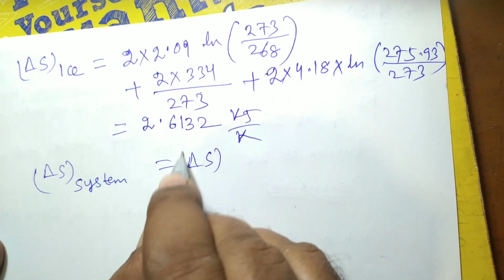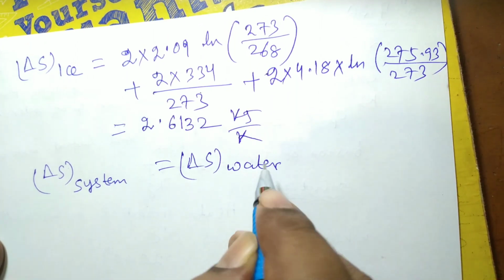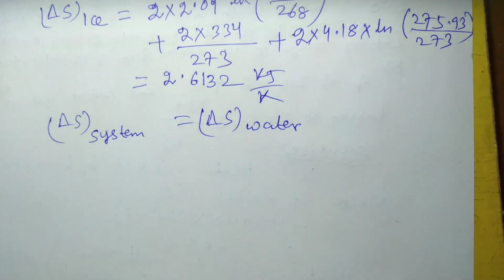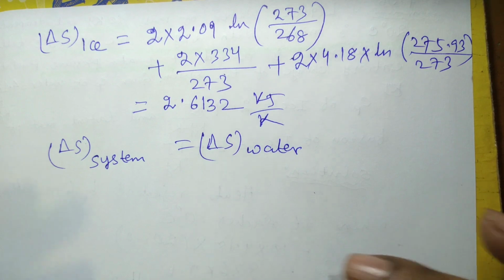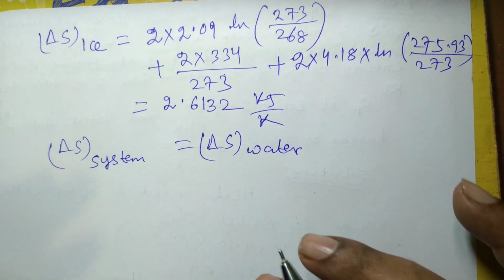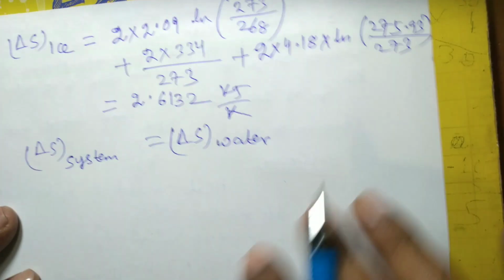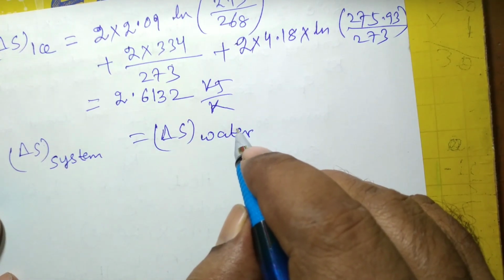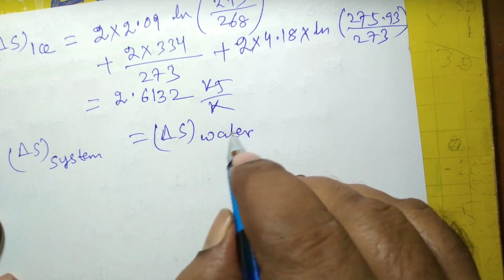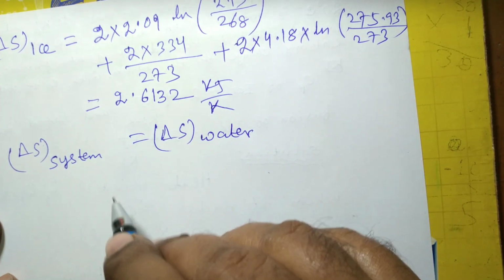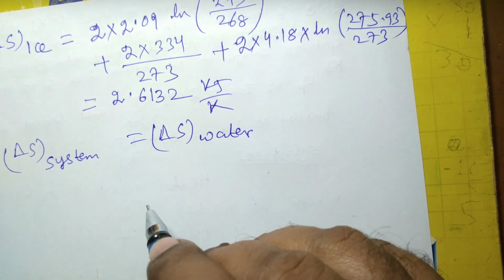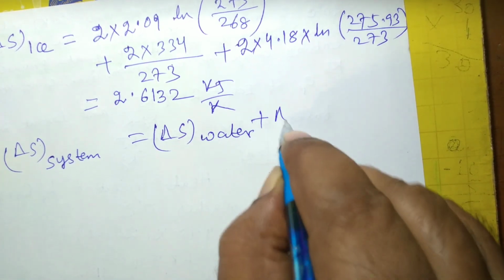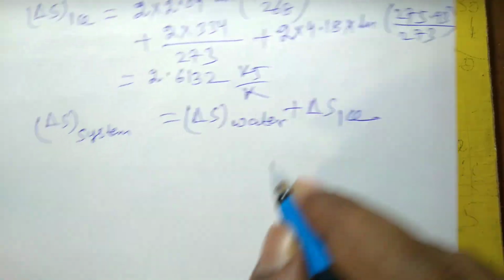So delta S of system will be delta S of water plus delta S of ice, assuming that this whole process takes place in an insulated surrounding. That means the ice and water constitute an isolated system, so no heat interaction or any other energy interaction takes place. This is a mixing process which takes place in an adiabatic manner.